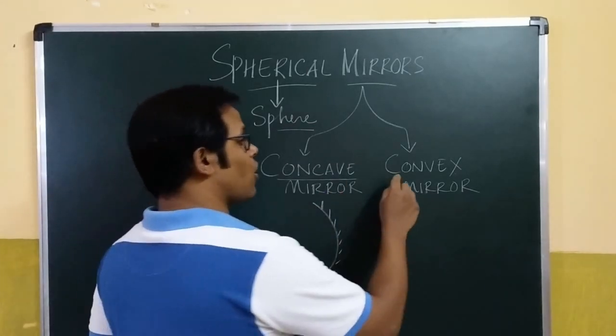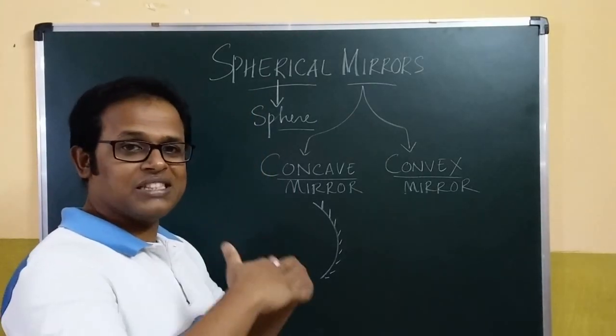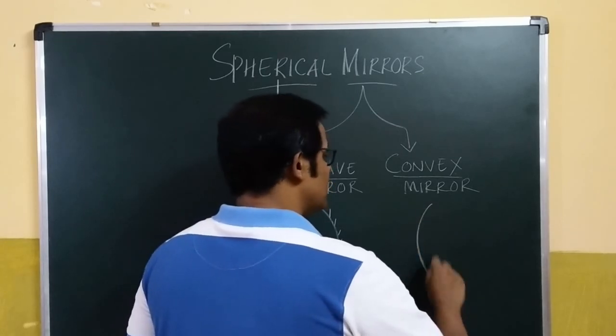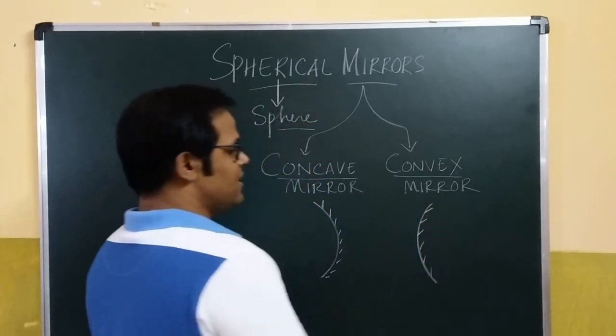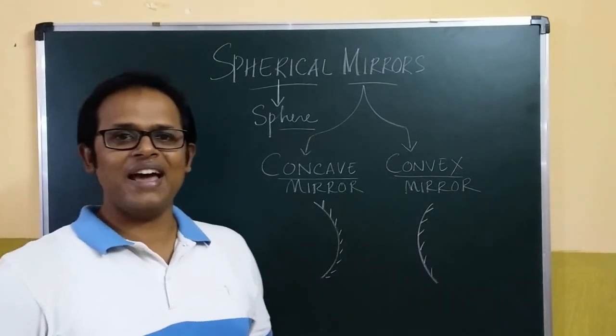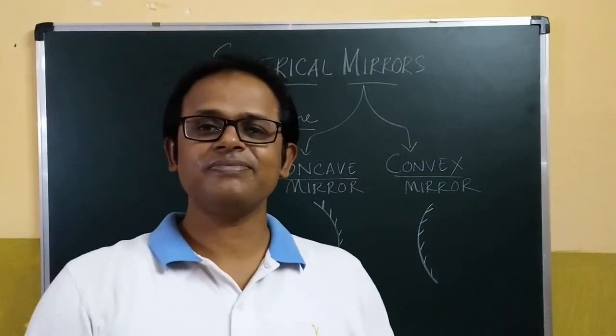On the other hand, convex. The word convex means something which is bulging outward. A surface which is bulging outward is called a convex surface. Since I'm talking about a mirror, we call it a convex mirror. Alright? Let me just show it to you.